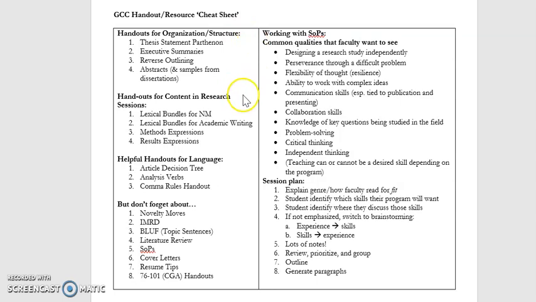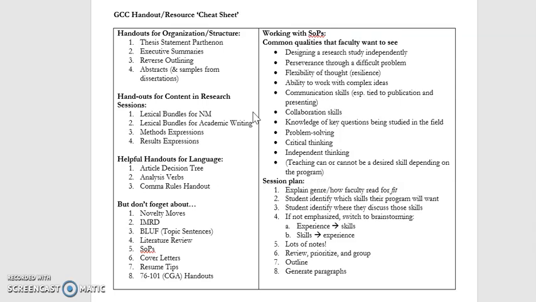So I've also included handouts for content issues, specifically in research sessions or sessions that revolve around research writing. So here I've included the lexical bundles for both the novelty moves and academic writing conventions, as well as the methods and results expressions. So again, these are things that I think will be really useful, but I just need to remember that we have them so that I can pull those out either while I'm prepping for a session or send them to a student later after we've talked about them.